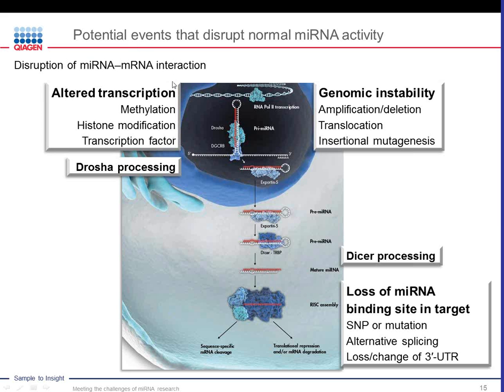You can have alterations in transcription through promoter methylation, histone modifications, or changes in transcription factors, genomic instability events such as amplification or deletions, translocation, or insertional mutagenesis. Also, changes in either Drosha processing of the primary microRNA to a precursor, or changes in Dicer processing when the precursor is processed to the mature, or ultimately loss of your microRNA binding site in your target. This is through either a SNP or a mutation, alternative splicing, or loss or change of a 3' UTR. Collectively, any of these events can disrupt normal microRNA activity.